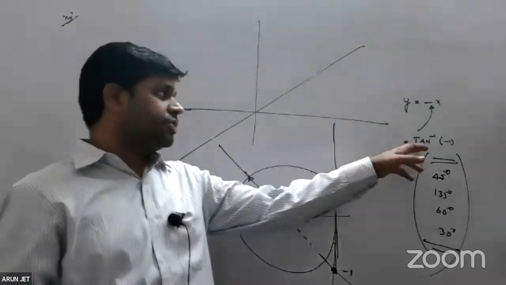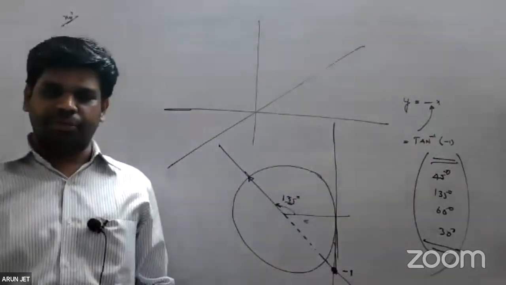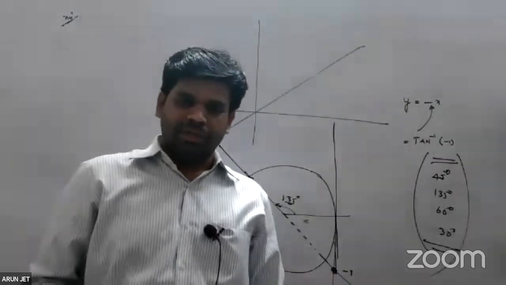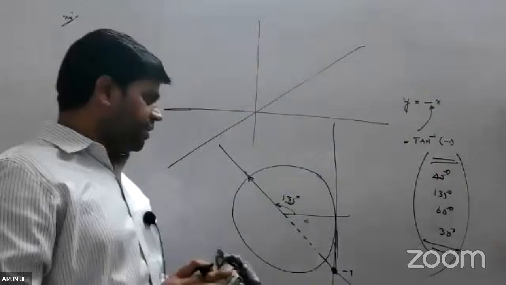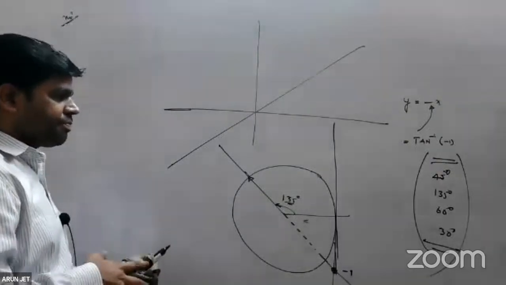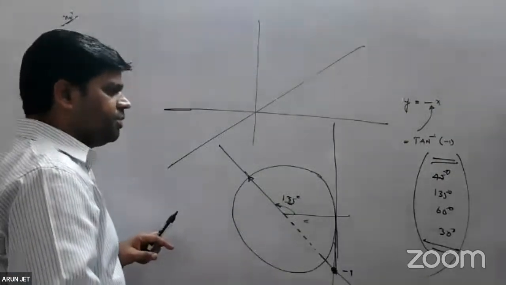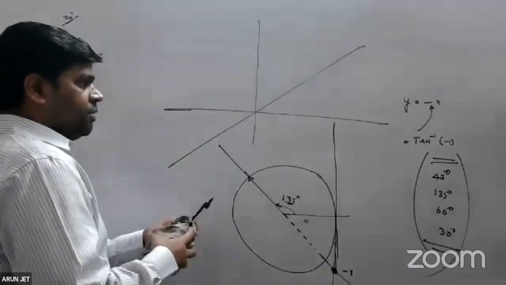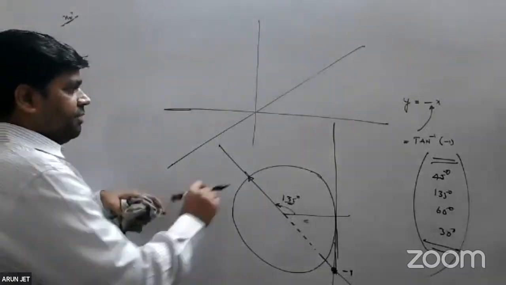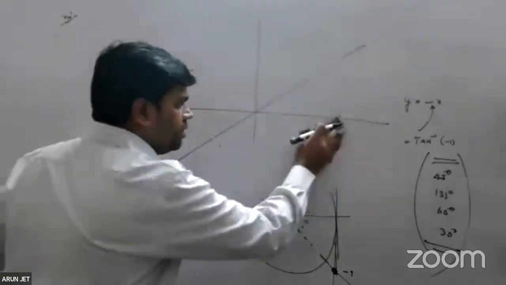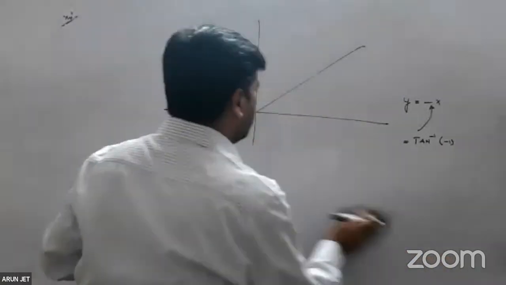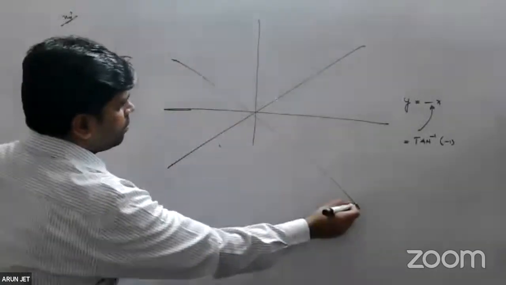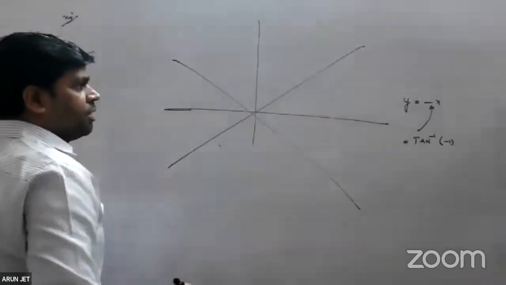But you have to remember these values: minus 1, minus root 3, 1 by root 3. These are standard values. There is a small table I'll send as a PDF, or you can refer to your 10th class textbook. So that would be 135 degrees. So this is my minus 1.